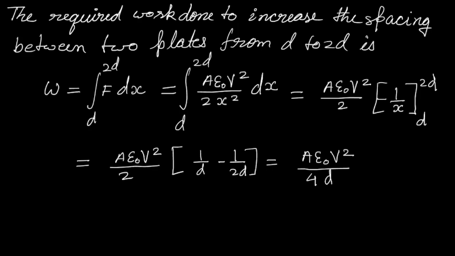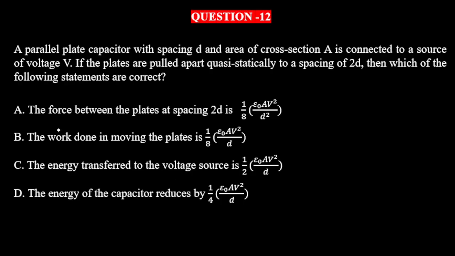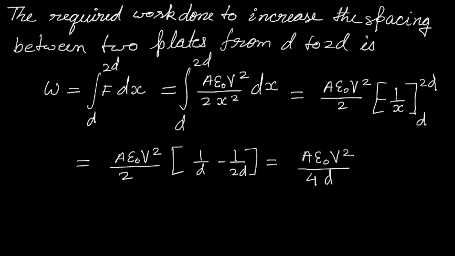So in option B it is written that the required work done will be 1 by 8 epsilon naught A V square divided by d, but what we are getting here is A epsilon naught V square divided by 4d. So that means option B is not correct. Option B is wrong.